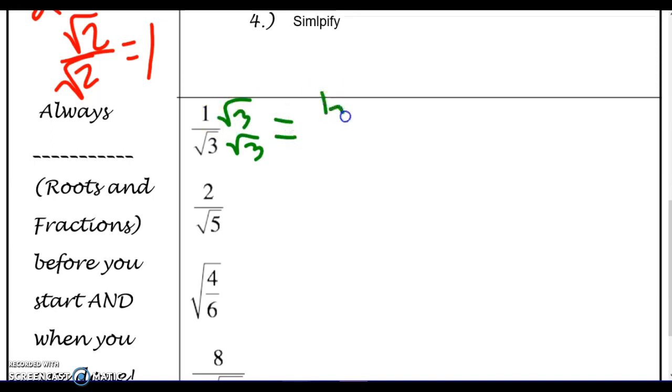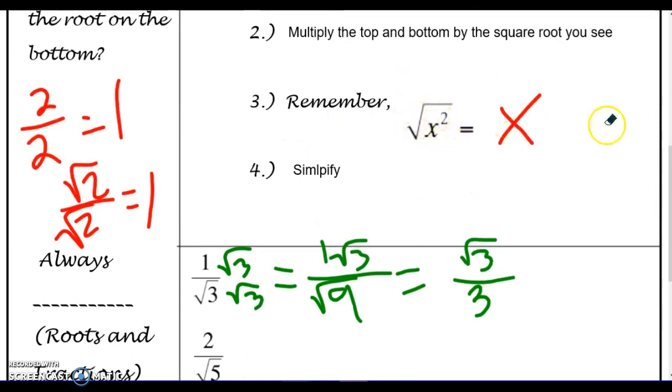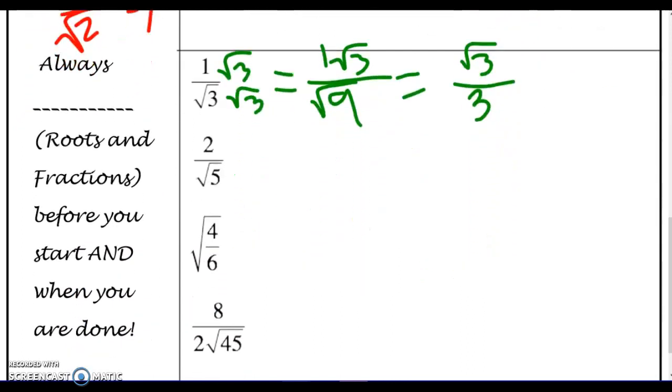So then I end up with 1 times the square root of 3 all over the square root of 9. Well, what is the square root of 9? Got it, it's 3. So I end up with the square root of 3 over 3. Now there's a pattern that happens every single time in the bottom, and it has to do with this piece right here. But sometimes people don't see that right away and they just have to multiply it.